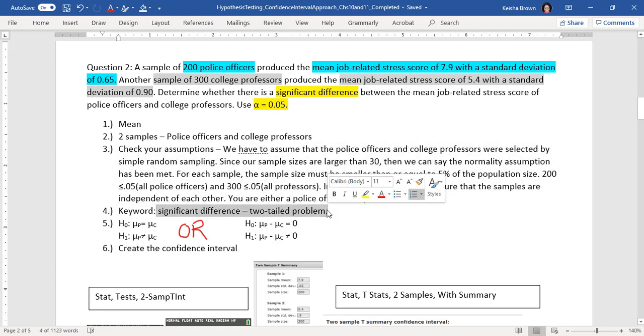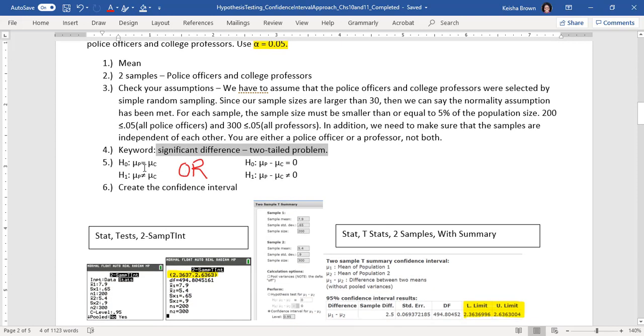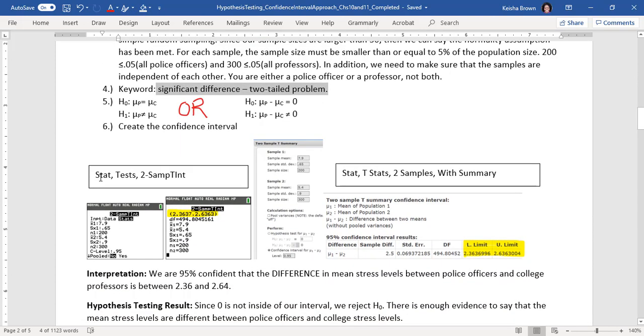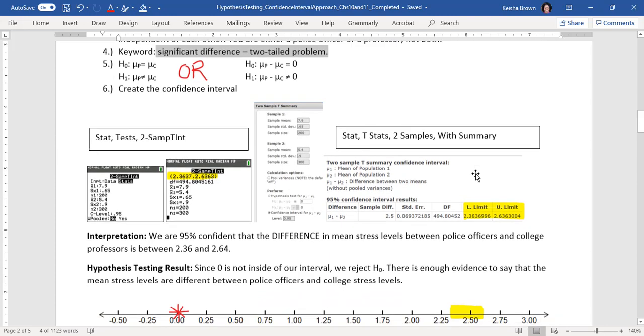Two-tailed problem, that's the only time that we can do the confidence interval approach. You can write your answer two different ways. Calculator people, you're going under stat, test, and 2-SampTInt. StatCrunch people, you're going under stat, T stats, two samples with summary.